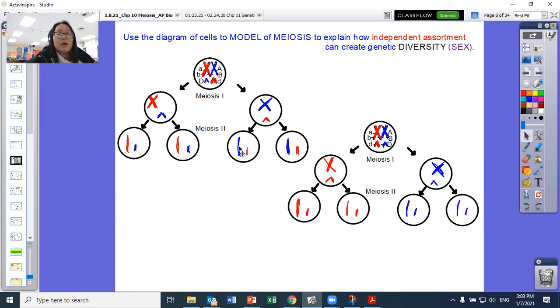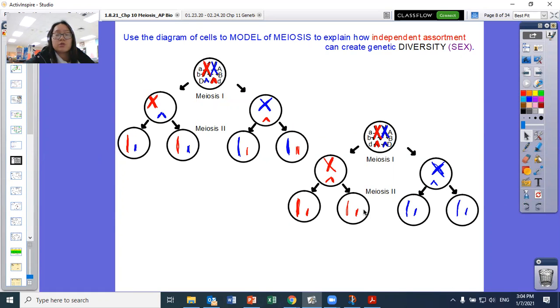Now, independent assortment means that along the lines of the split in Meiosis 1, the organization of the homologous pairs could have been different. And if they were different, we could have had the reds actually go together and the blues go together just by random chance of how they were situated together. And if that were true, then our end gametes would be capital A, lowercase a, lowercase b, lowercase d, and over here we'd have all caps, right?